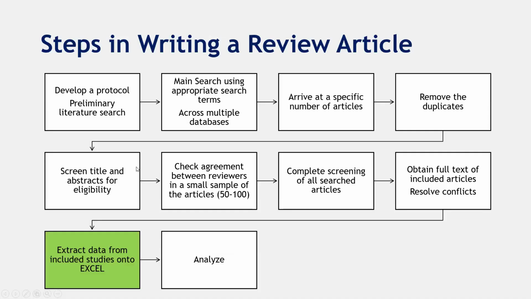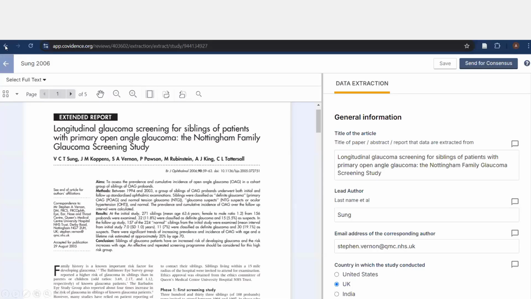Then we do data extraction. The ideally simple way would be to create a proforma of what information you need, go through the full text of the article, and copy from the article onto your proforma. But it becomes very tedious because you need to swap between different windows. The other easier option would be to use Covidence. Covidence is a free software where it allows you to do one review. Then it becomes expensive; you have to subscribe.